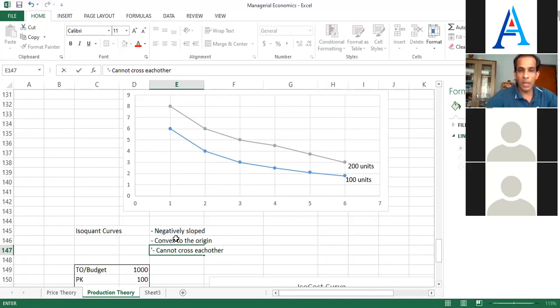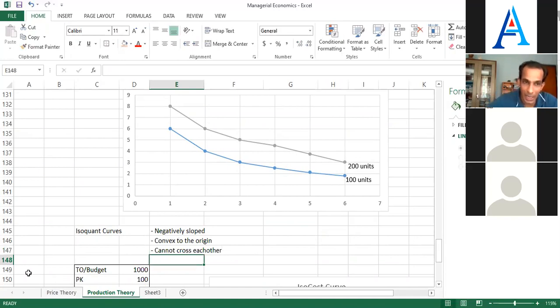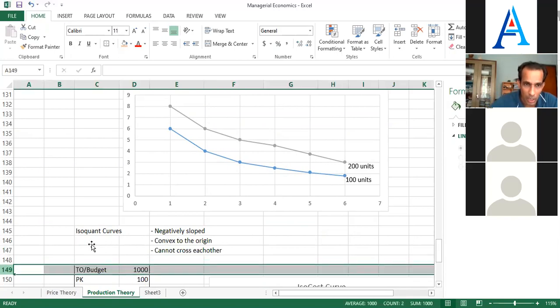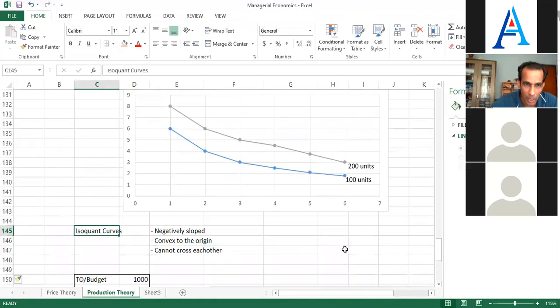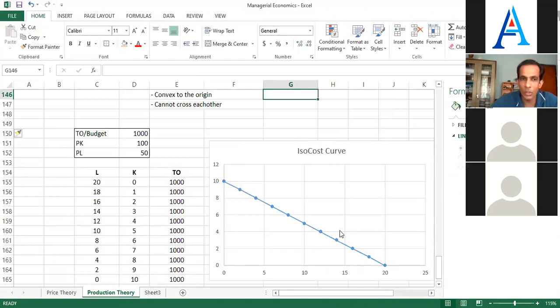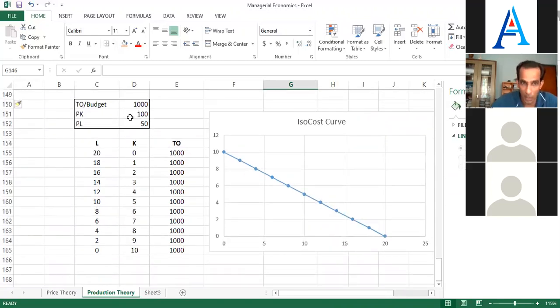So these three features are there for isoquant curves, right? Isoquant curves are negatively sloped, convex to the origin, and cannot cross. The iso-cost curve will be a straight line, and as you correctly mentioned, that is due to the fact that we use the same prices for labor and capital, right?